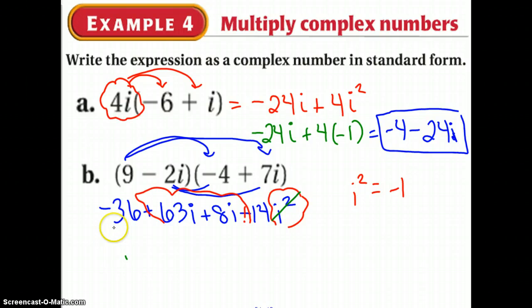Alright, so combine like terms, -36. Remember this is positive 14. We get -22 plus 71.